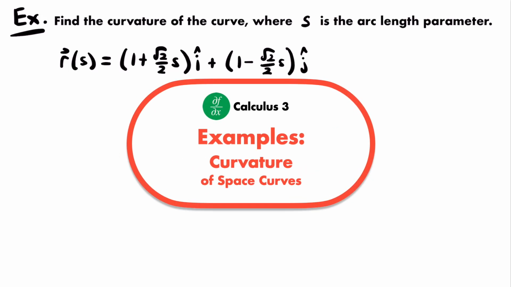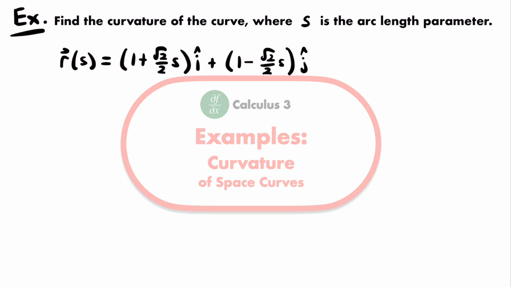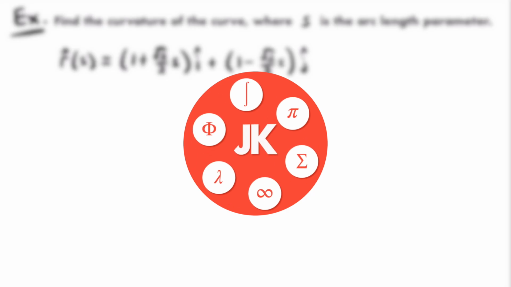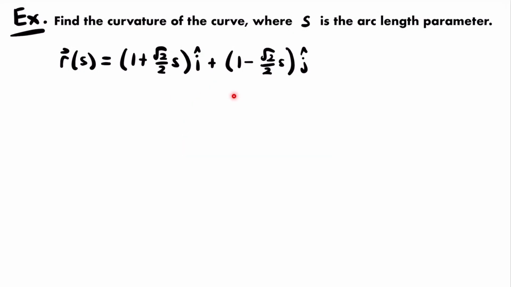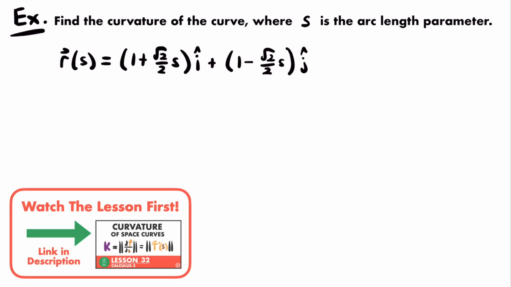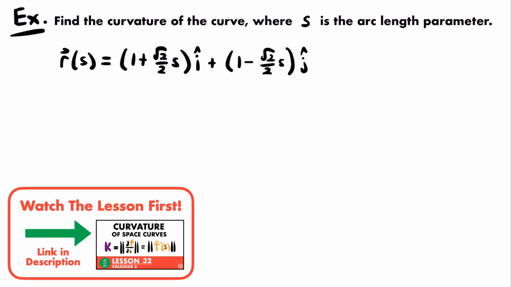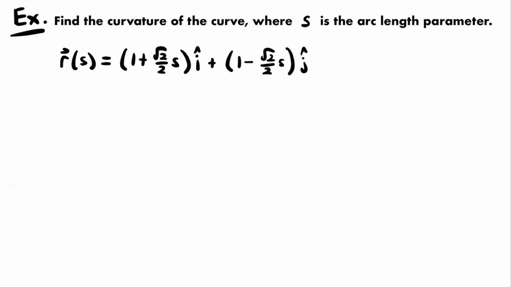Welcome back. Let's practice finding curvature of space curves. All right, so here's our first example. We want to find the curvature of the curve where s is the arc length parameter. And our vector function is r of s is equal to the quantity 1 plus the square root of 2 divided by 2 times s times i plus the quantity 1 minus the square root of 2 divided by 2 times s times j.